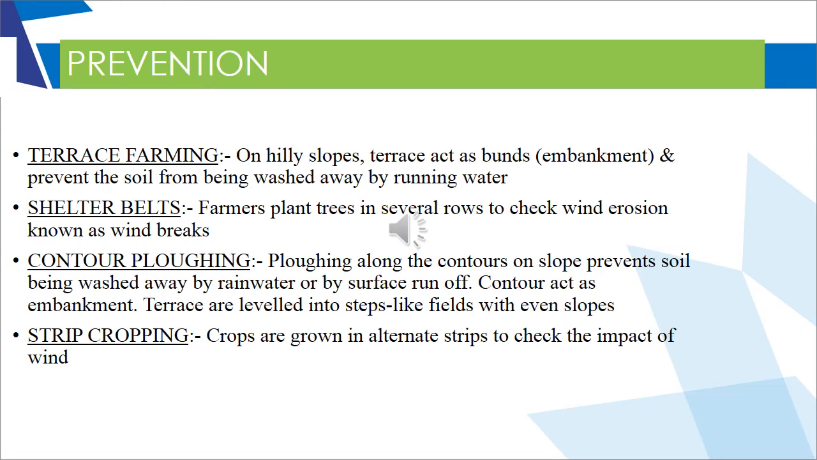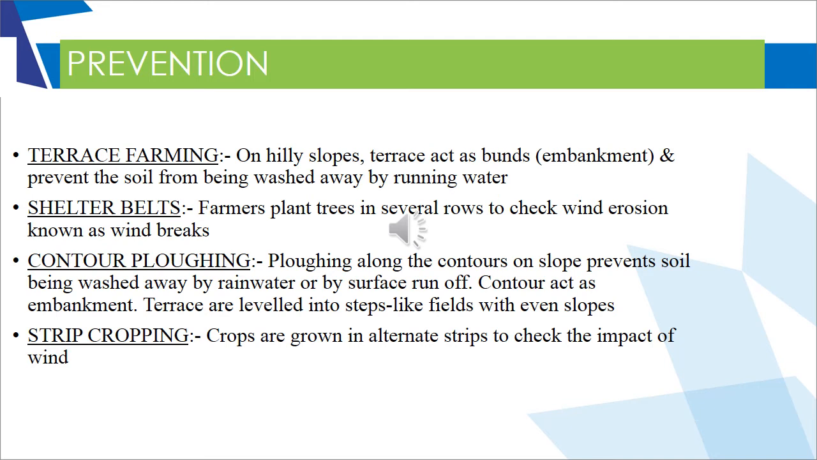Now let us see what the prevention methods are. How can we prevent soil erosion from taking place? The first and foremost method is terrace farming. This is a very nice method, especially on hilly areas. The terrace will act as a kind of embankment and will not allow the soil to get washed away.